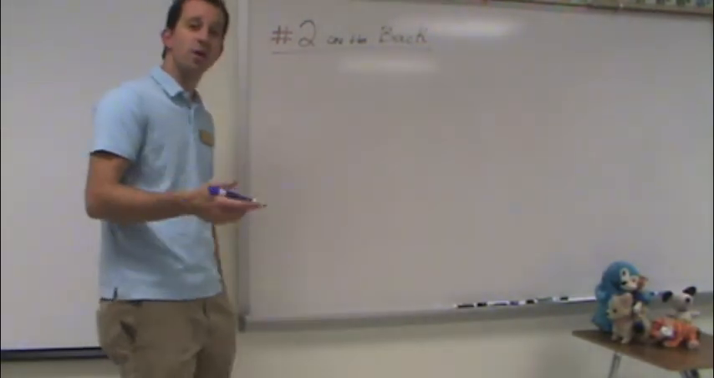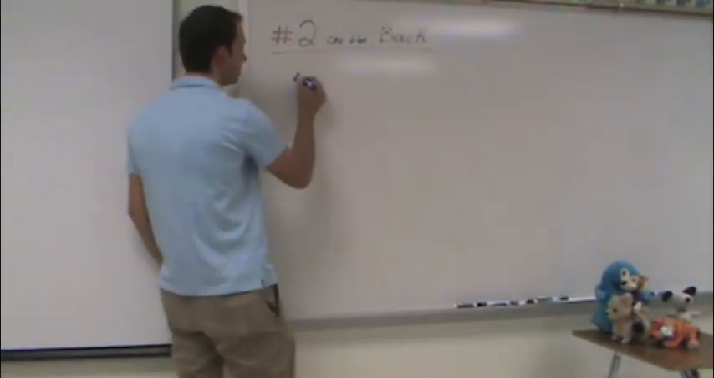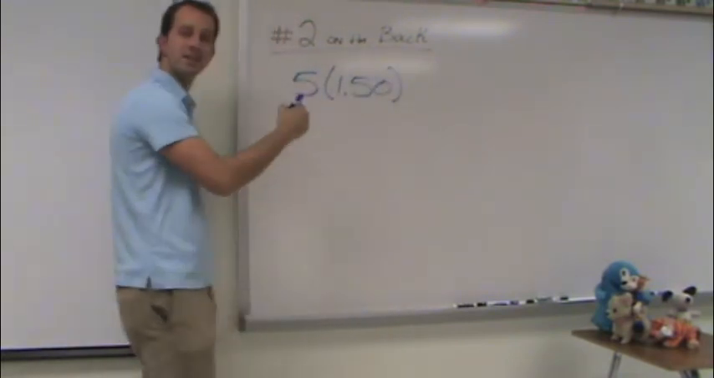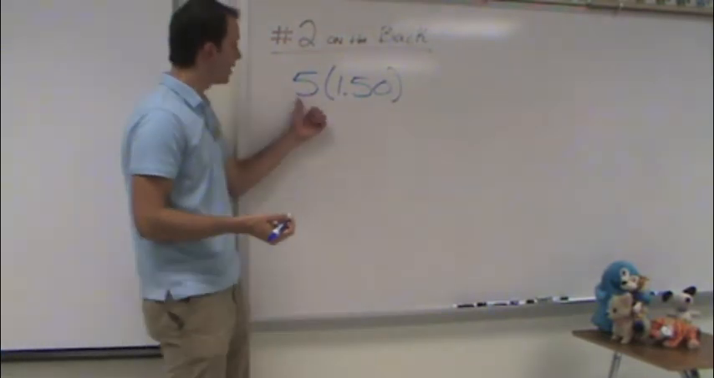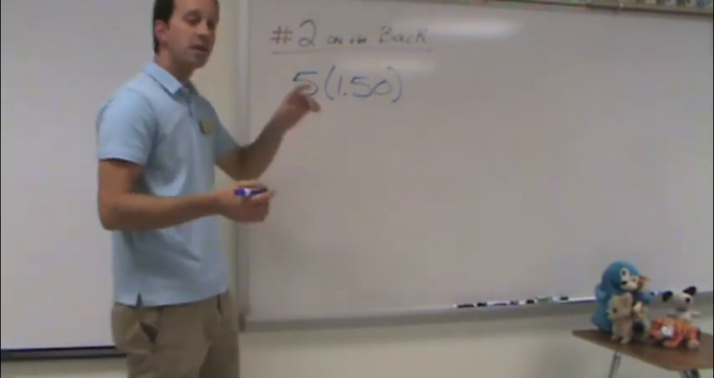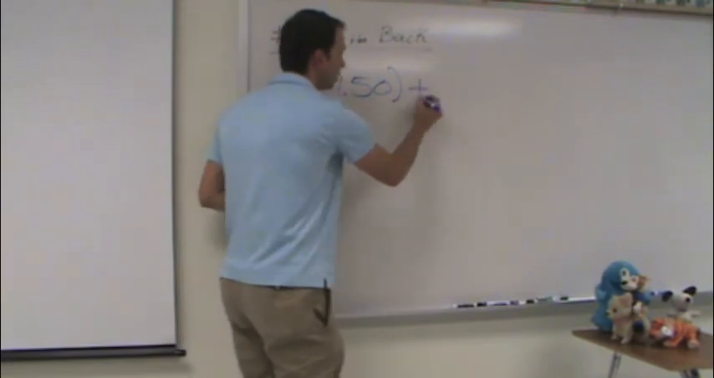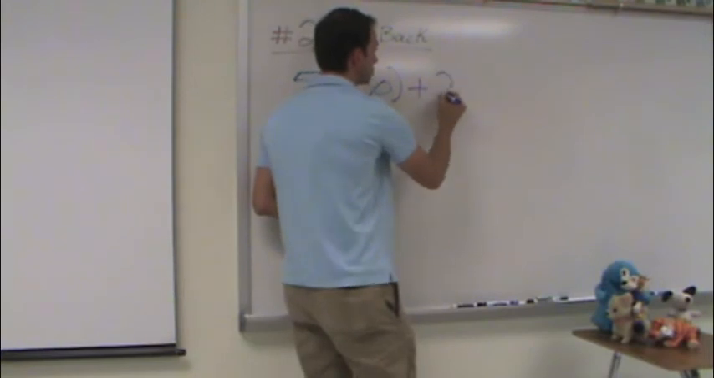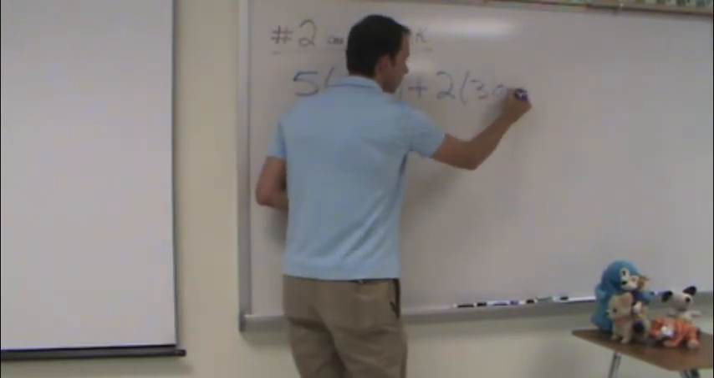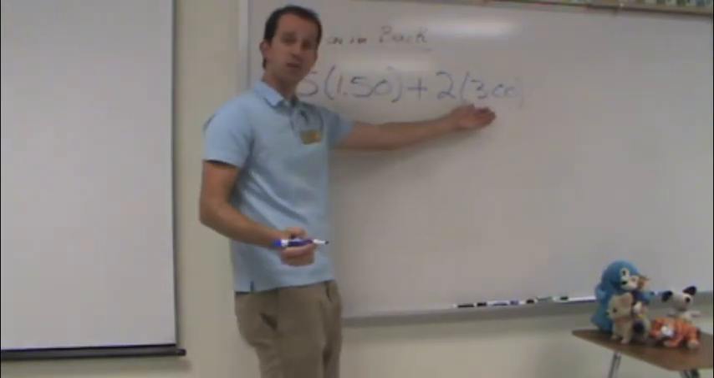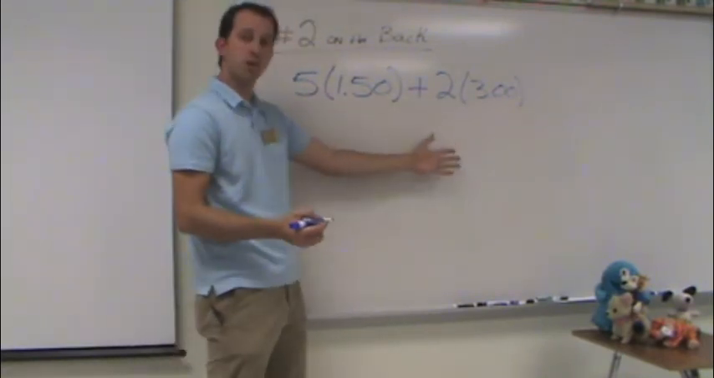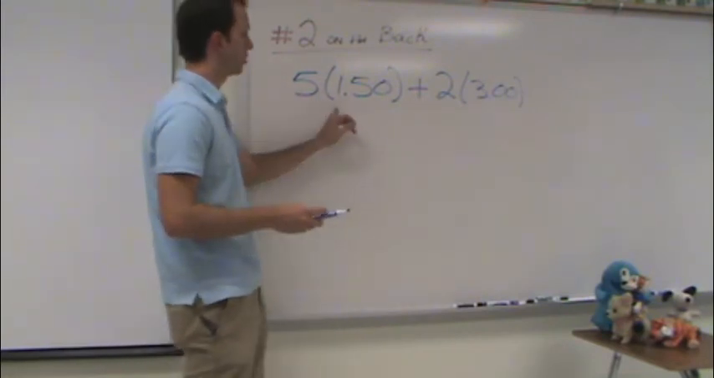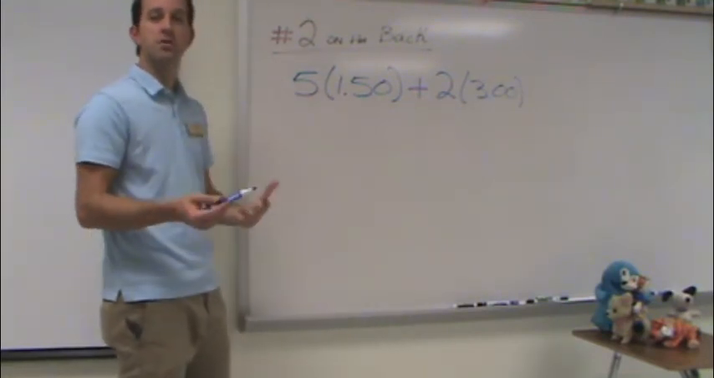We read that Juan bought 5 paperback books at $1.50 a piece. We're going to multiply that 5 times $1.50. He also, it's going to cost him more money. He also bought 2 hardback books for $3 a piece. Now I have a nice numerical expression to represent what he bought. And we're going to evaluate or solve this expression in order to figure out how much he spent altogether.